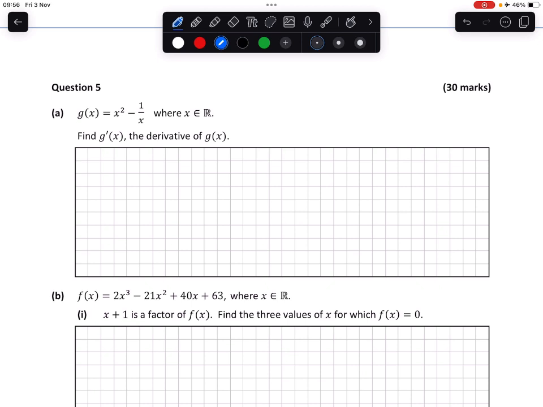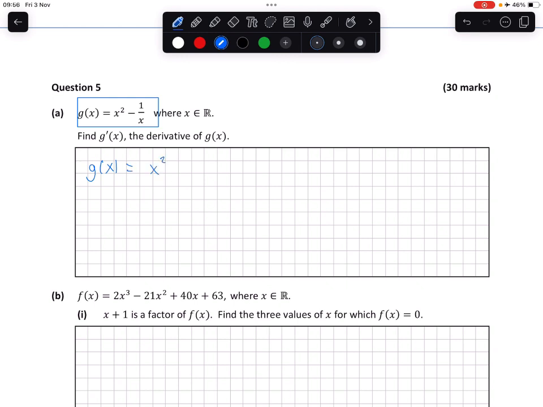The easiest way to do this is we're going to have to rewrite this up here. If it was just 1 over x, or the negative 1 over x that we were looking for, we could just use the quotient rule. But because we have this x squared in front, I find it's much easier just to rewrite this. So what does it look like when we rewrite it? We have g of x is equal to the x squared, we can't do anything with that.